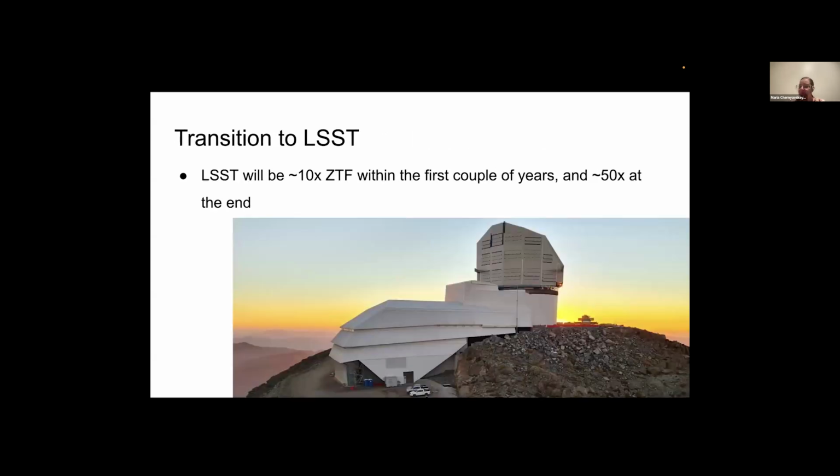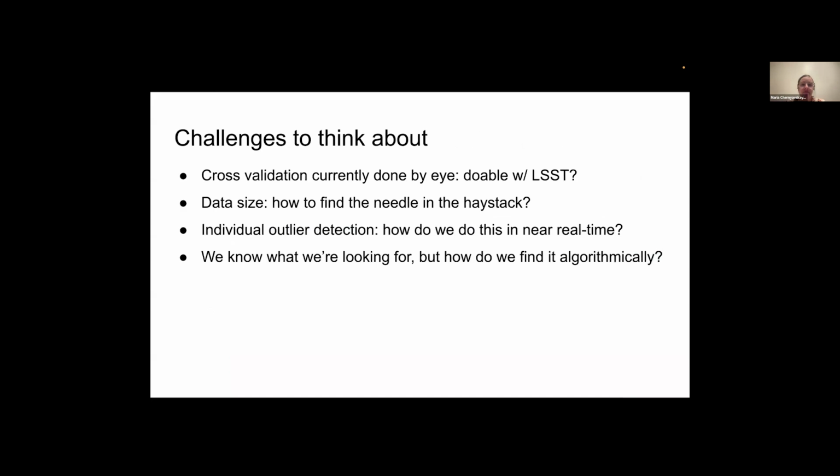And something to keep in mind as we're transitioning to LSST is that LSST will be about 10 times the size of ZTF within the first couple of years, and then 50 times as much data at the end. And so all of this checking, it's great and it works now. Kind of, we still want to be mindful of how much we're looking at things by eye and how much we're just doing algorithmically. Again, like I said, currently we're cross-validating by eye. Is that doable with LSST? Maybe. If it's 0.3 of all the asteroids and we have 5 million-ish projected asteroids to be discovered, you do the math.